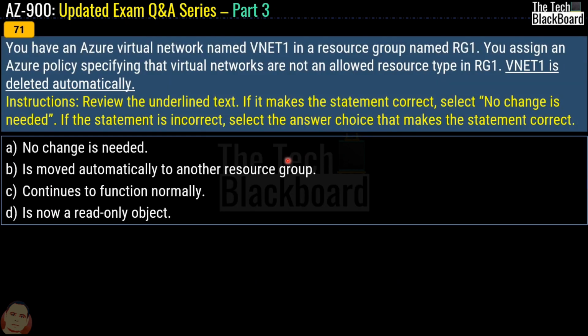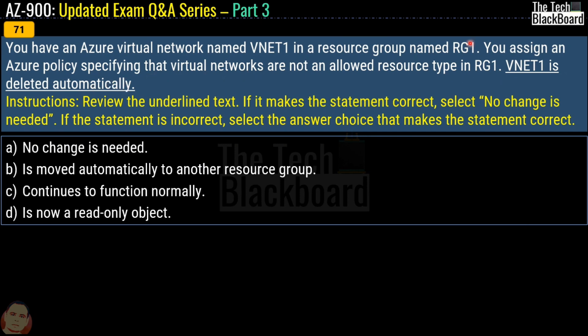Now let's move to question number 71. The question says that you have an Azure virtual network named VNet1 in a resource group named RG1. Now the question says that you assign an Azure policy specifying that virtual networks are not an allowed resource type in RG1. So basically you are stopping creation of virtual networks in the resource group called RG1. Now the question says that VNet1 is deleted automatically.